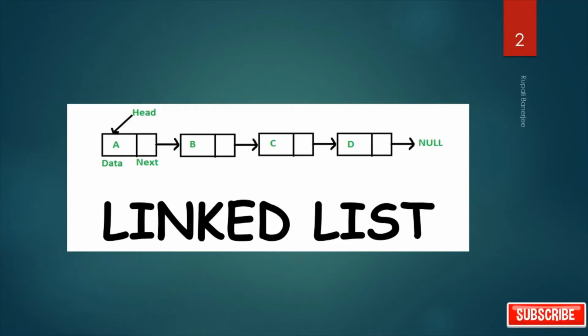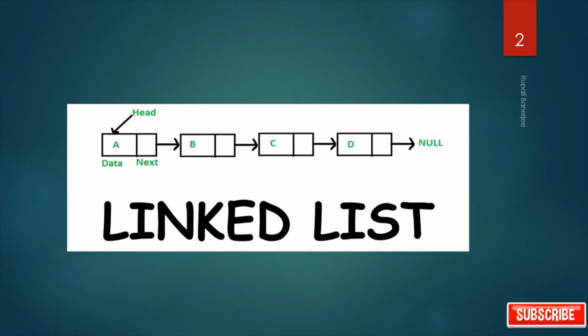Linked list is a very commonly used linear data structure which consists of a group of nodes in a sequence. Each node holds its own data and the address of the next node, hence forming a chain-like structure. We already learned this in our previous video.